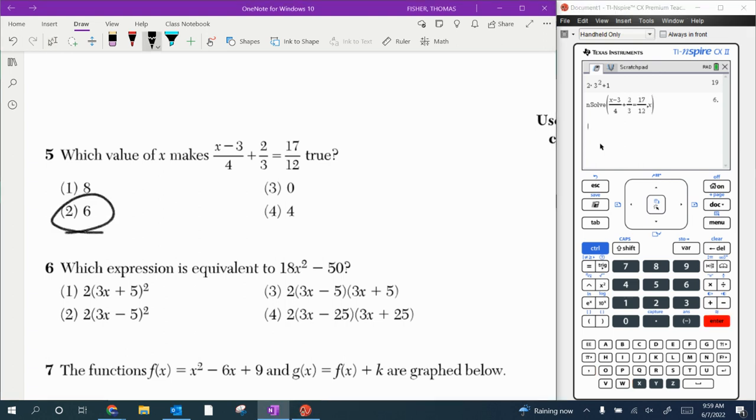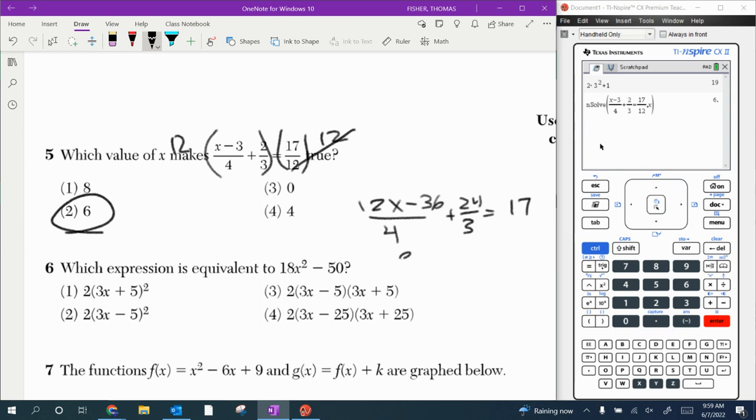6, done. To solve it without that, you could multiply both sides by 12. That would be kind of nice because that would make it 12x minus 36 over 4 plus 24 over 3 equals, the 12's cancel there, just 17. So divide both parts by 4 here. That would be 3x minus 9 plus 8 equals 17. So 3x minus 1 equals 17. So 3x is 18. So x is 6. So really not that bad to do by hand. But you've got a calculator.